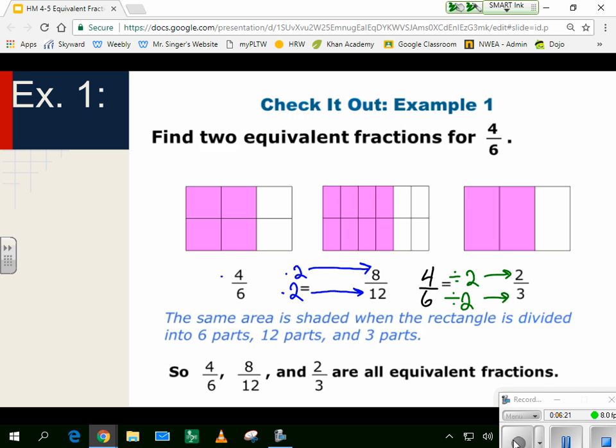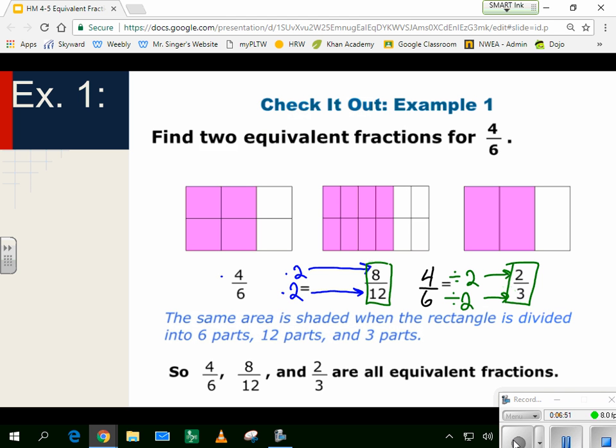That's another way you can show how you get equivalent fractions, by multiplying or dividing both the numerator and denominator by an equal value. So that's how I was able to take 4/6 and make 8/12 and 2/3, which are both equivalent fractions to 4/6. I would encourage you to copy down the little problem that I did with the math, not the drawings, but the math part, so you have an example of how you can multiply and divide.